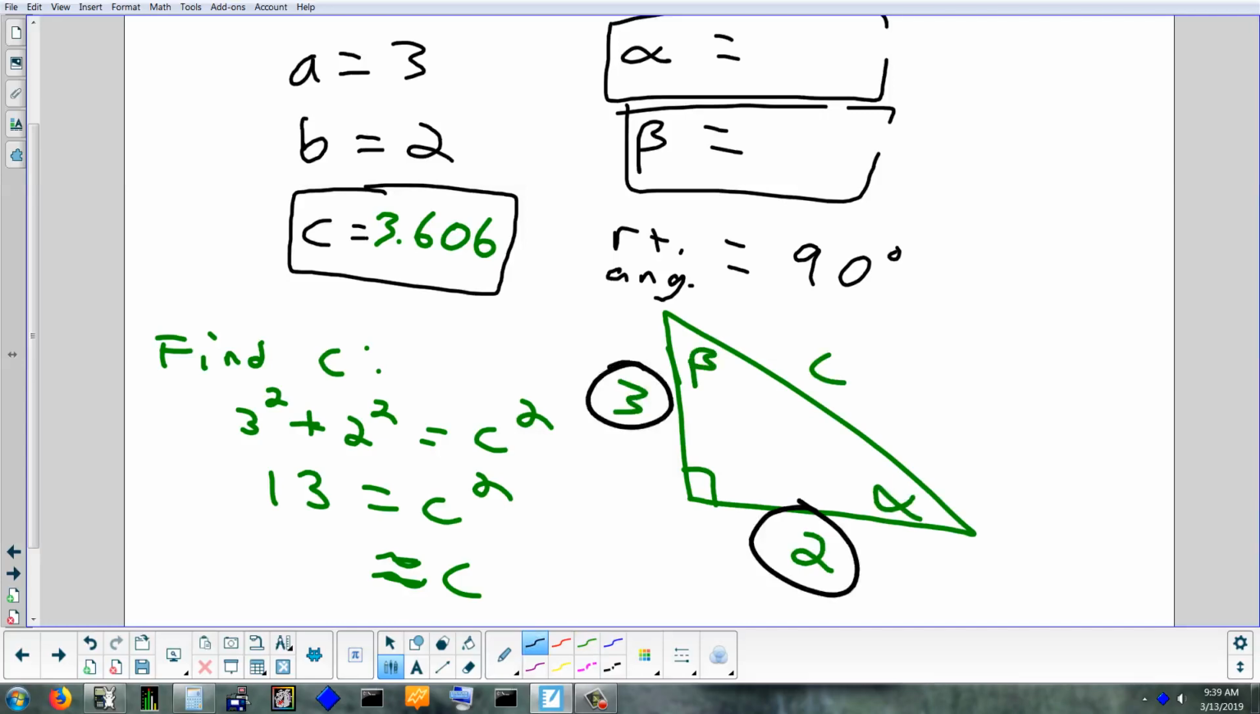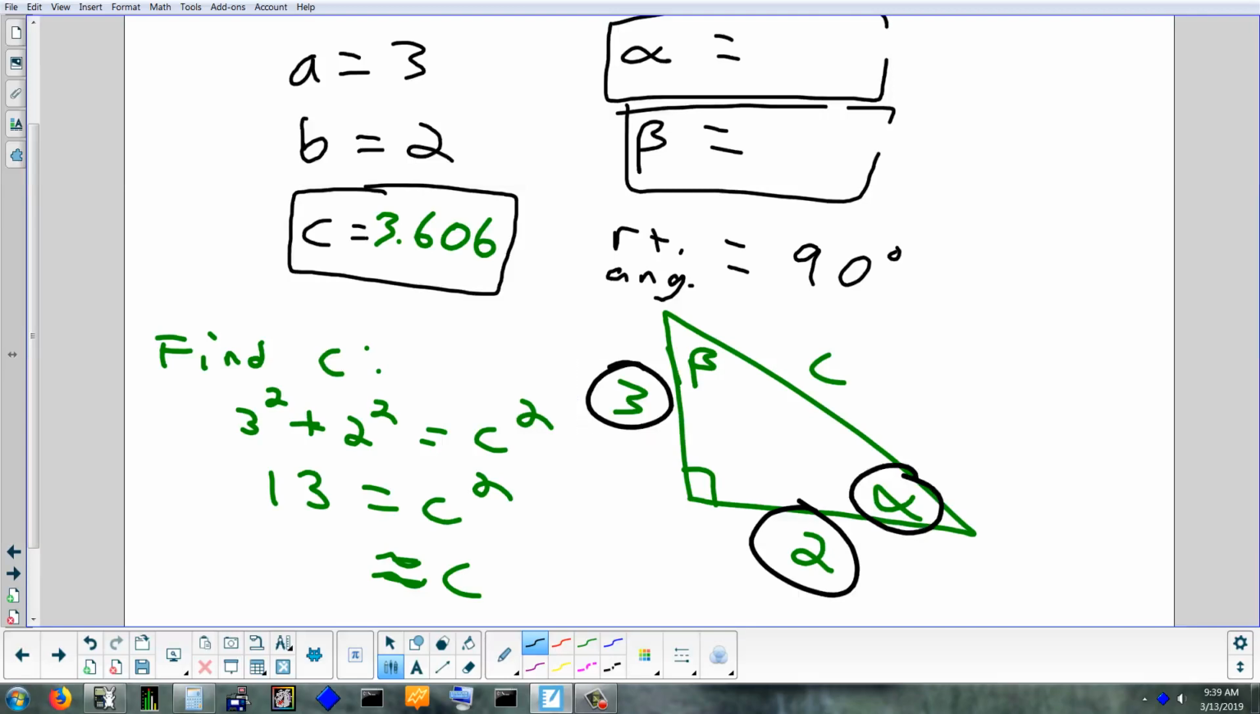Kayla, which one do you want to do first? Alpha. All right, so we're going to do alpha first. And now you go through the exact same steps. Look at the sides that you know. Figure out the names of them. Are they opposite, adjacent, or hypotenuse? And then pick the correct trig function.